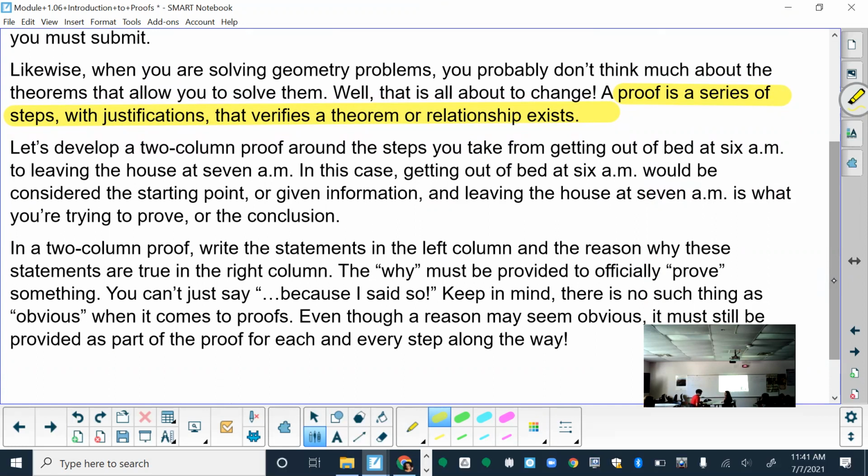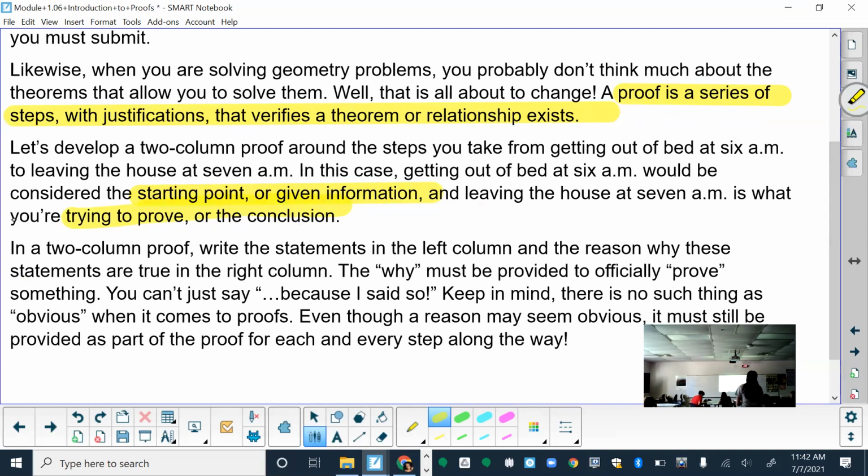Getting out of bed at 6 a.m. would be your starting point or your given information. So your starting point, or given information, is the first thing that you're looking at. And for this example, leaving your house at the correct time is what you're trying to prove, or the conclusion. In a 2-column proof, you're going to write statements in the left column, and reason why these statements are true in the right column. Again, you need the why to officially prove something.